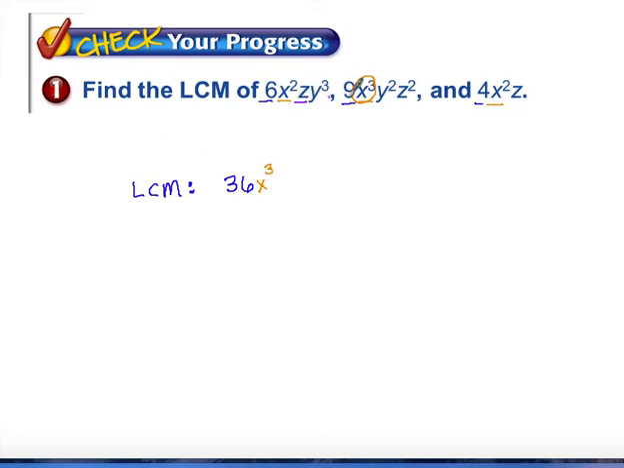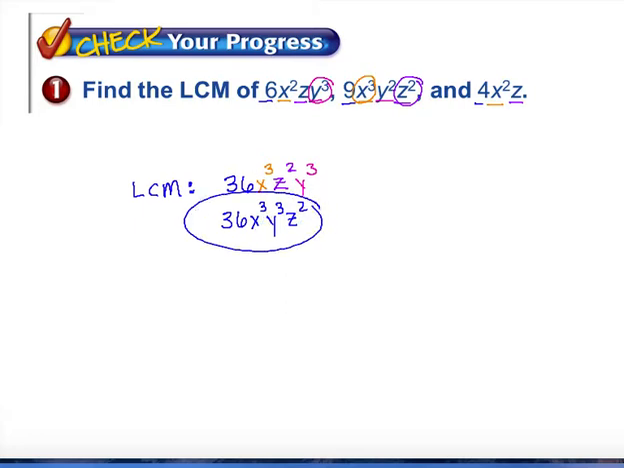Then I'm going to look at my z's. Again, the highest degree is z to the 2nd. And last, I'm going to look at my y's. And my highest degree is y cubed. So technically, I want to put that in alphabetical order here. And I'll end up with 36 x cubed y cubed z to the 2nd power.